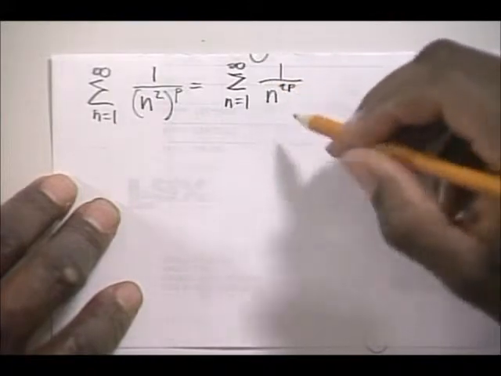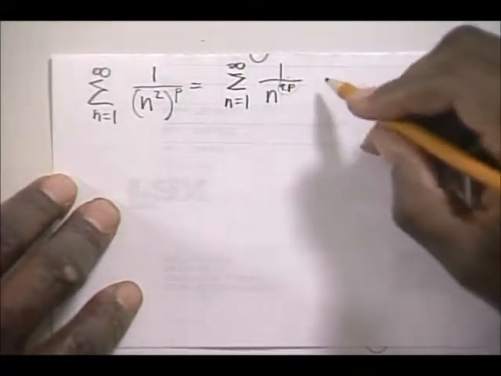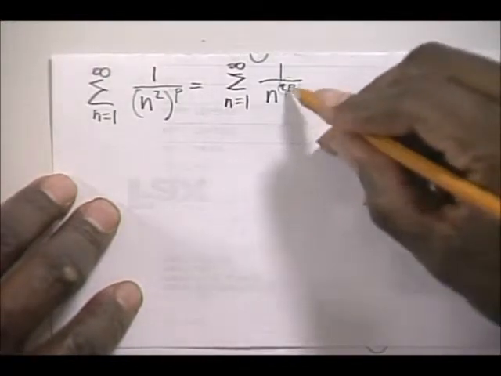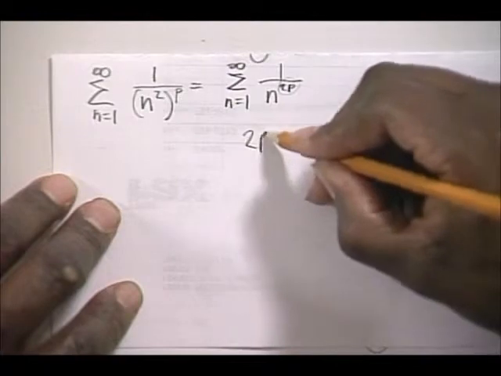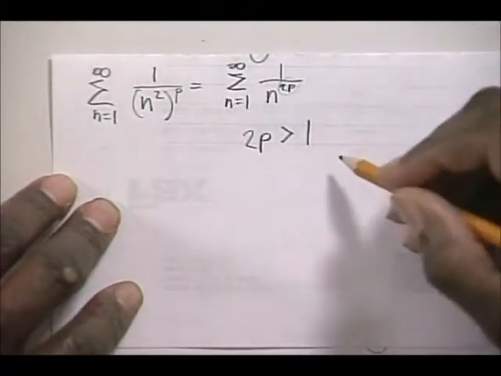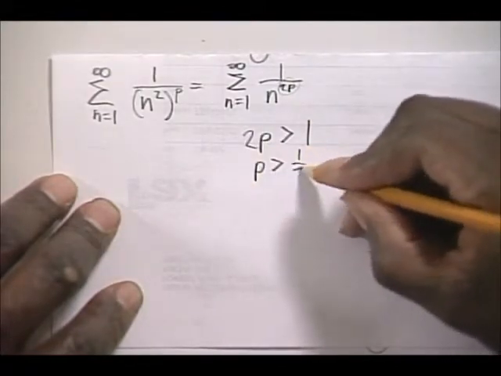And for this to converge, one of the things that we said earlier is that this exponent has to be greater than 1. So what you'd have to do here is see that 2p would have to be greater than 1 for this to converge. You divide by 2 on both sides, and p would have to be more than half. Final answer.